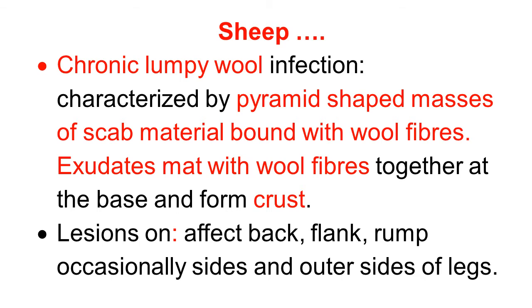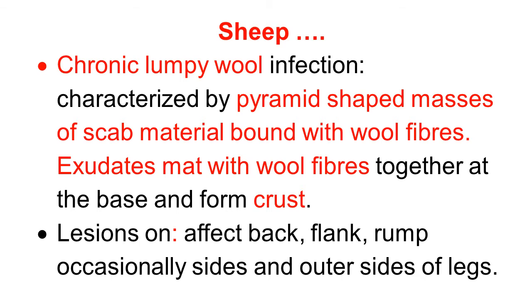The other name is lumpy wool. It is a chronic lumpy wool infection. What is this lumpy wool? It is characterized by pyramidal shaped masses of lumps. What do these pyramidal masses contain? It is nothing but scab material bound with wool fibers. The exudate mats with wool fibers and makes a lump. This lump forms a crust at the base. So because of this lump, it is called lumpy wool infection.